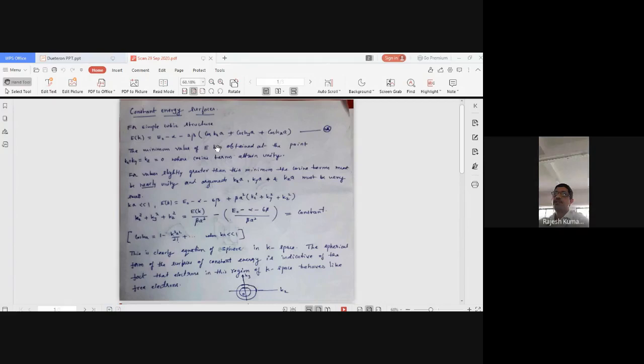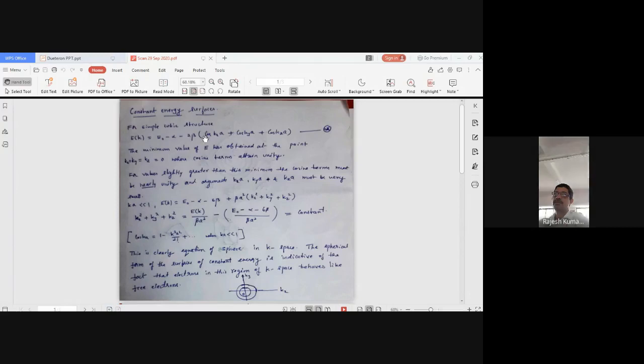The minimum value of E is obtained at the point kx equal to ky equal to kz equal to 0. That means when kx, ky, kz reduce to 0, each cosine term reduces to 1. Right? 1 plus 1 plus 1, so 3, giving E0 - alpha - 6 beta. This is the minimum value of energy E(k).